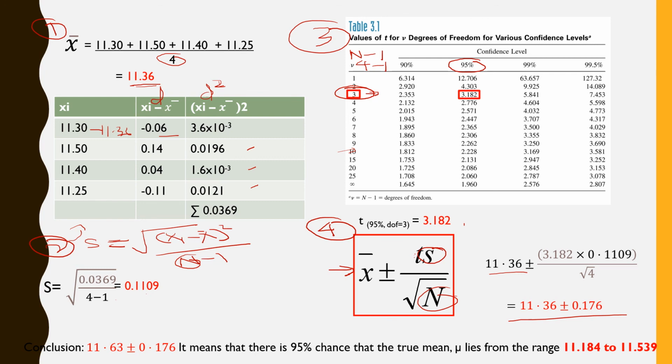0.176. So step number 5, we have to write the conclusion. Based on the confidence limit, 11.36 plus minus 0.176, it means that there is a 95% chance that the true mean lies in the range 11.184 to 11.539. How you get 11.184 is 11.36 minus 0.176. To get the upper value, 11.539, you add 11.36 plus 0.176, so you will get 11.539.